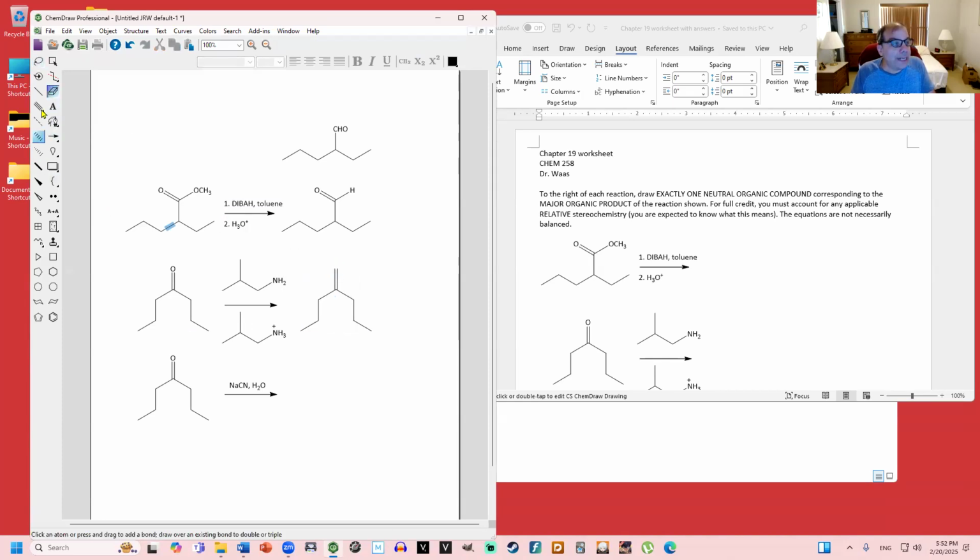So we need to attach this isobutyl group here. Let me make sure to do this right. So there's the alkyl chain. Whoops, and then we want to put a nitrogen here. So we go from C double bond O to C double bond N. So you get the corresponding imine.